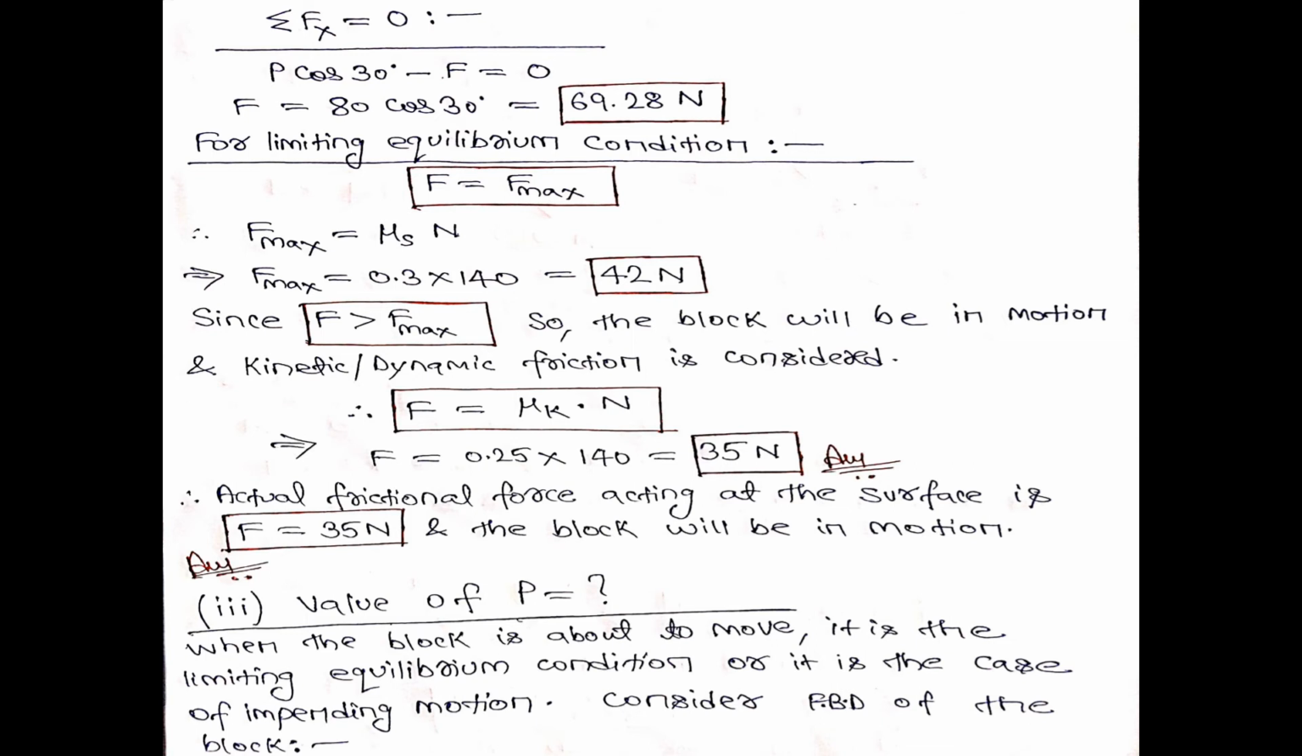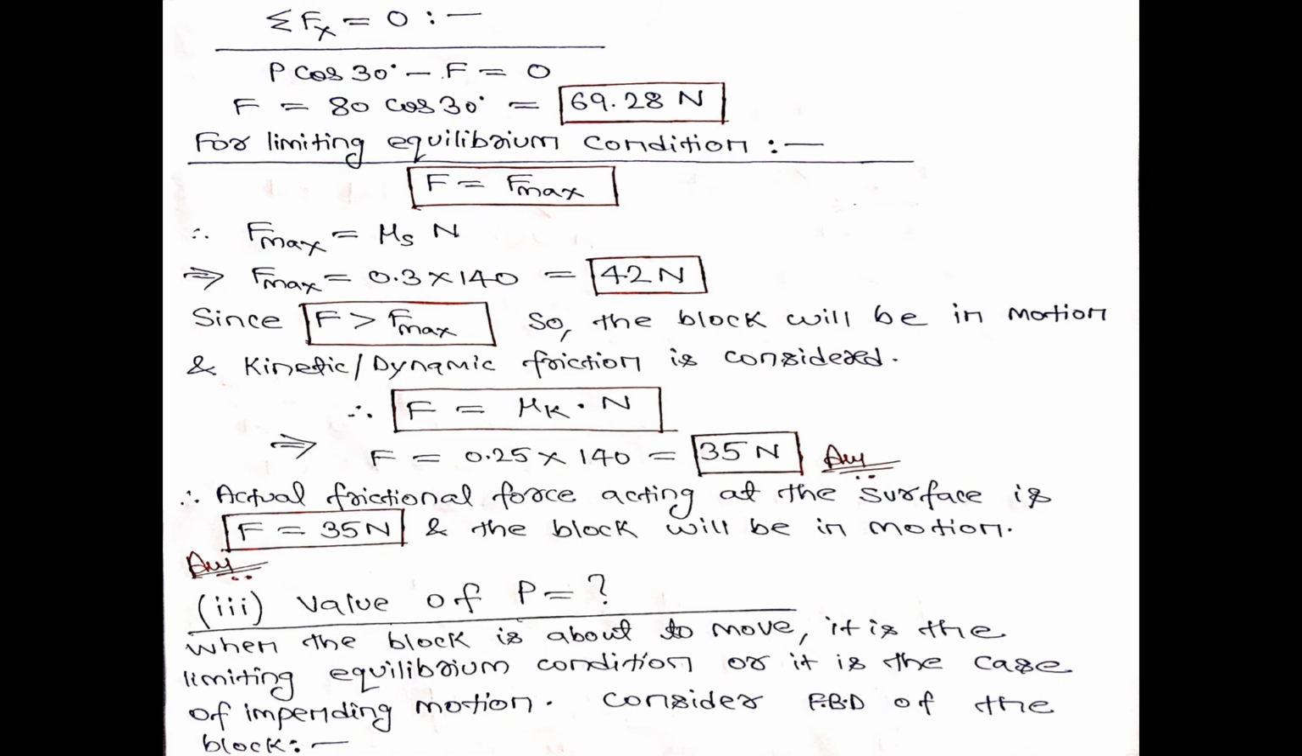Now compare this F max value with the F value. F value is more. F max value is less. That means F is greater than F max. If F is greater than F max, you tell me whether the body will be in motion, or the body is about to move, or the body is in static condition. Tell me which case will apply. We will apply which case? The body will be in motion.